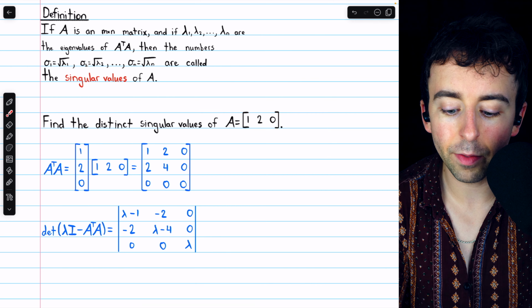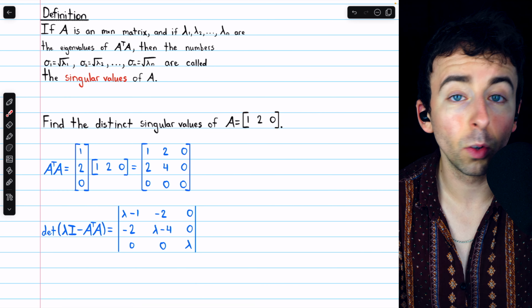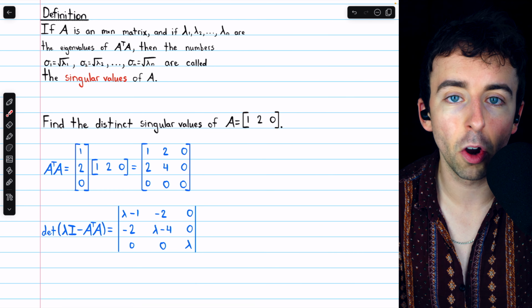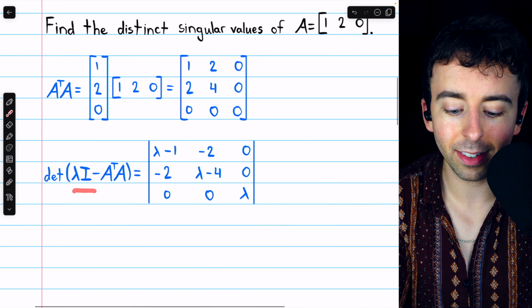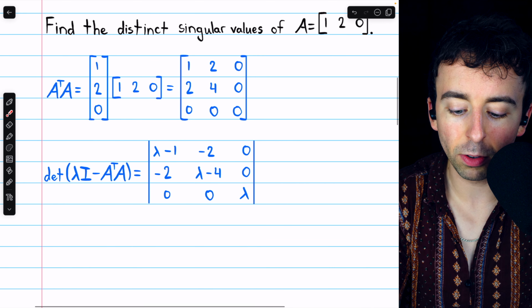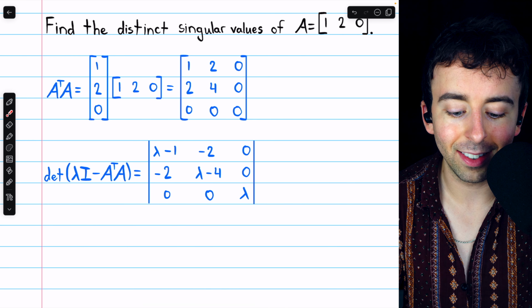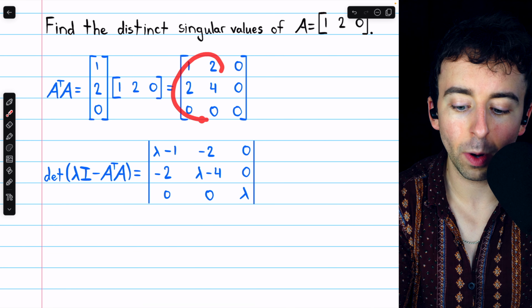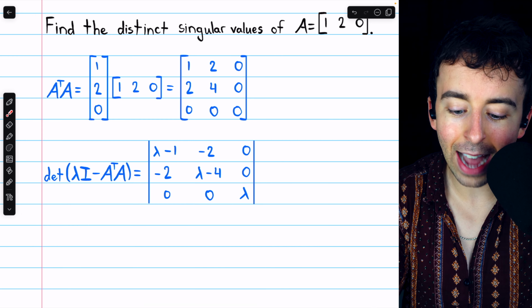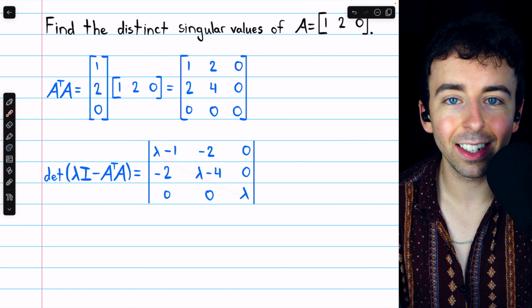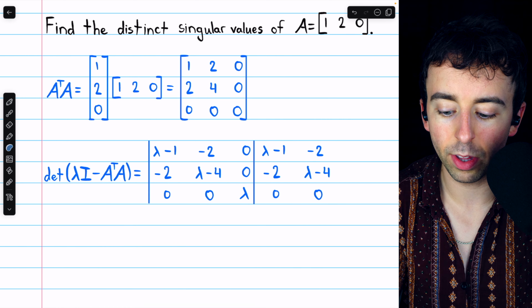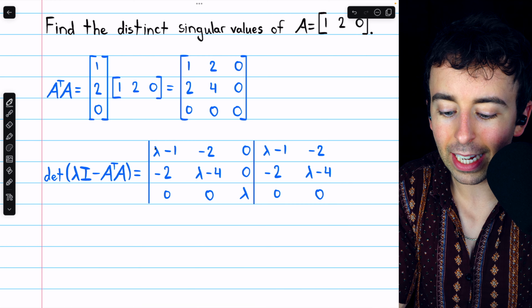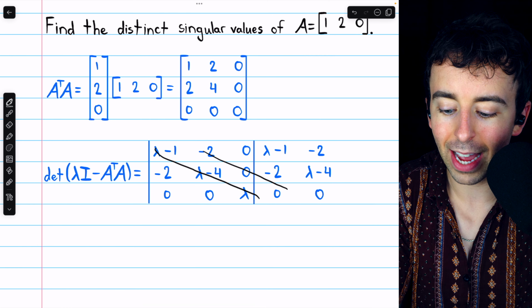Then, to find the eigenvalues of A transpose A, we must find its characteristic polynomial. So, we'll compute the determinant of lambda I minus A transpose A, which looks like this. It just has the negatives of A transpose A, and on the diagonal, we have lambda added. The easiest way to compute the determinant of this 3x3 matrix is with the diagonal trick. I'll leave a link in the description to my lesson going over that technique.